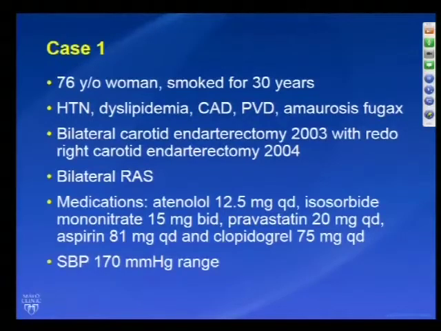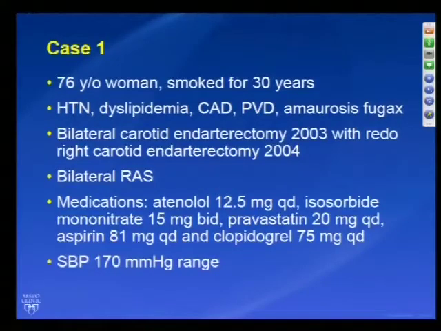76-year-old woman who has a history of smoking for about 30 years, has hypertension, dyslipidemia, coronary artery disease, peripheral vascular disease, and history of amaurosis fugax. She also has a history of bilateral carotid endarterectomy in 2003 and a redo a year later. She's clearly a vasculopath, and she also has bilateral renal artery stenosis. She's been on the following medications that I listed here, which include a beta blocker, a nitrate, a statin, a baby aspirin, and clopidogrel or Plavix as well.